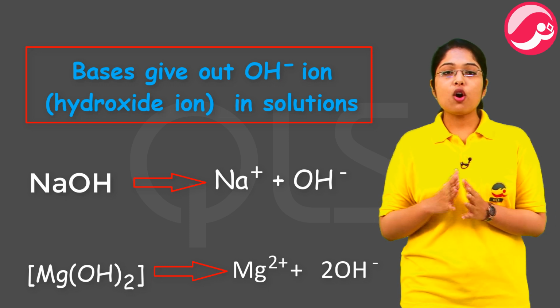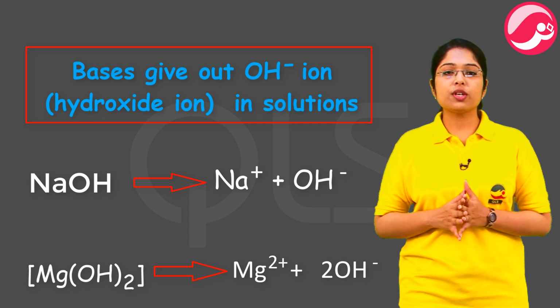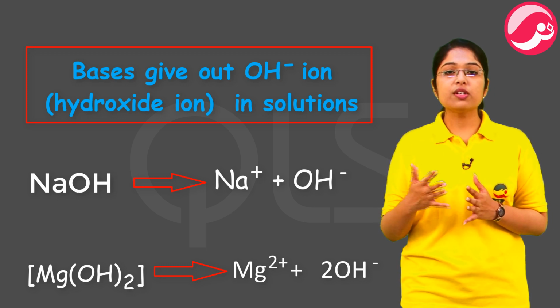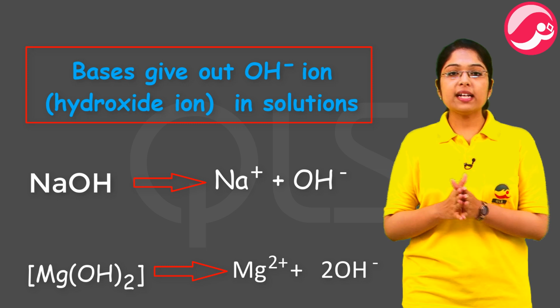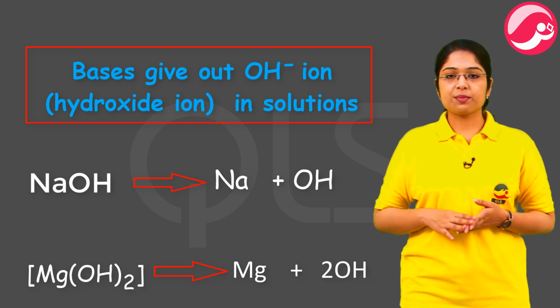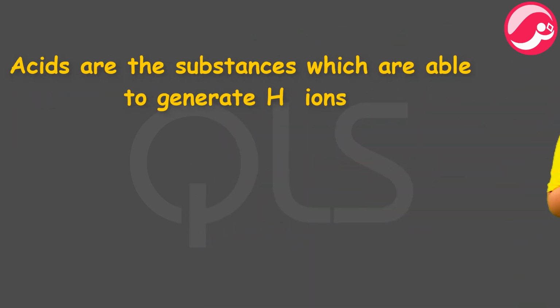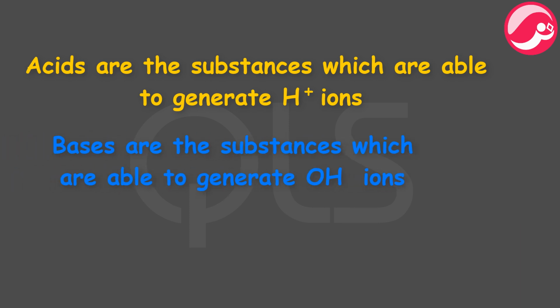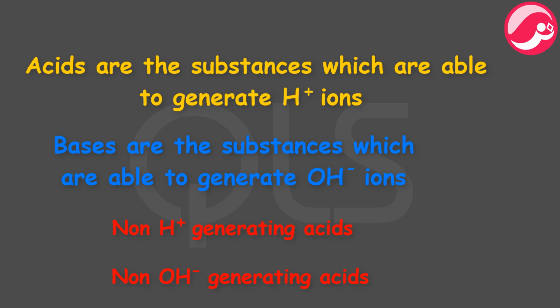But there are also some bases which can't give out OH minus ions. कुछ ऐसे bases भी होते हैं जो hydroxide ions give out नहीं कर सकते हैं, like metal carbonates and metal oxides. So, for now, we can conclude that acids are the substances which are able to generate H plus ions, while bases are the substances which are able to generate OH minus ions. You will study about the non-H plus generating acids and non-OH negative producing bases in higher classes.